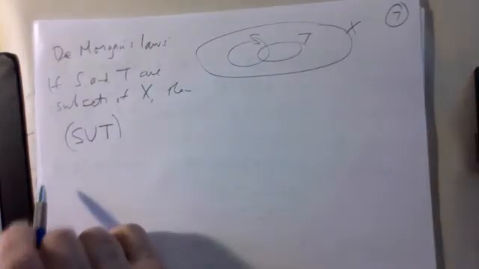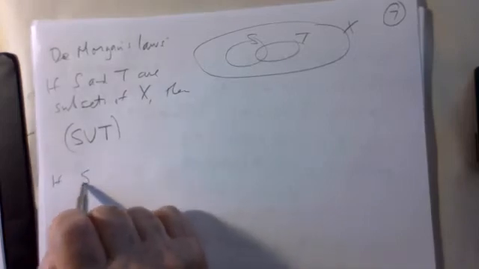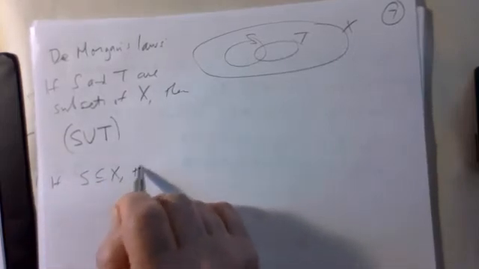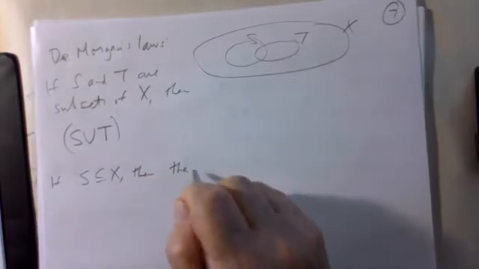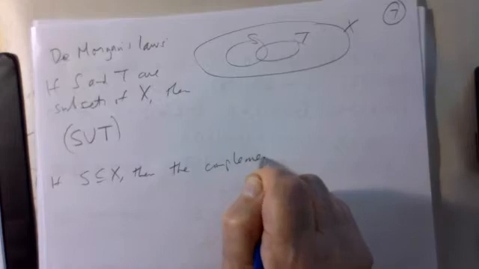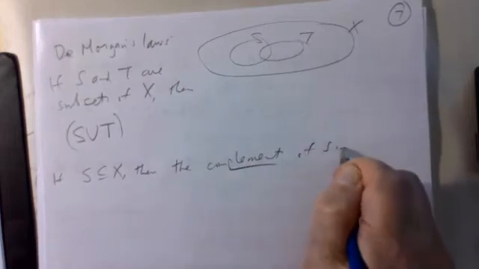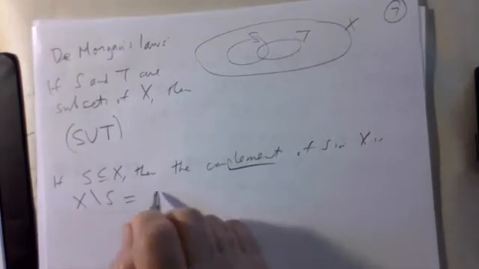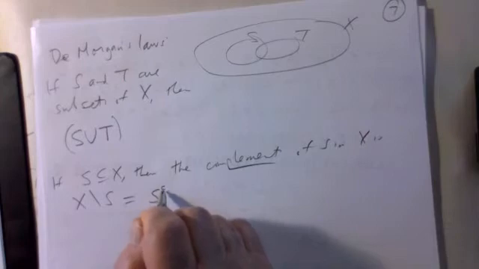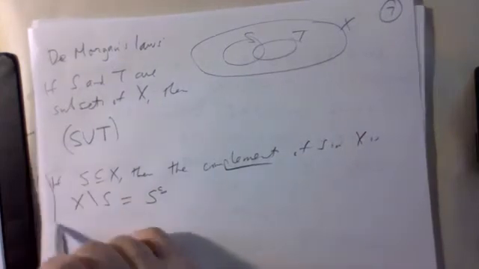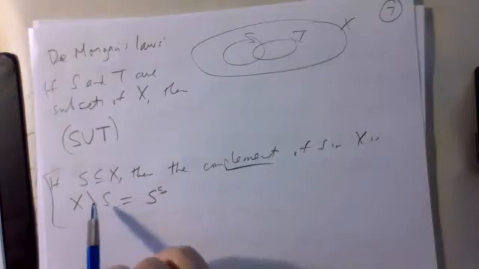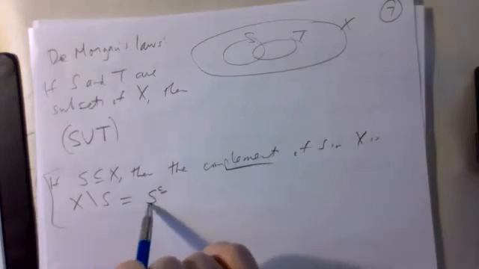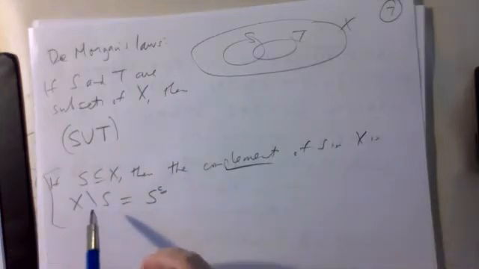let me just make some notation. If S is contained in X, then what is called the complement of S in X is everything in X which is not in S. And we sometimes write that as S superscript C. This stands for complement. So S^C means the complement of S in some universal set, some big set X that contains S.